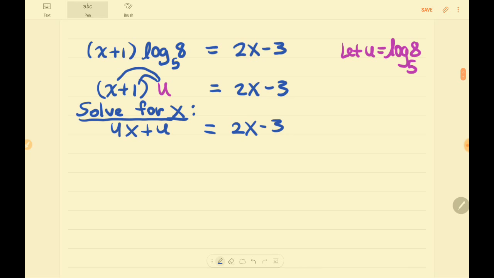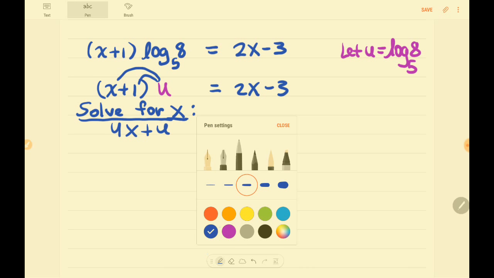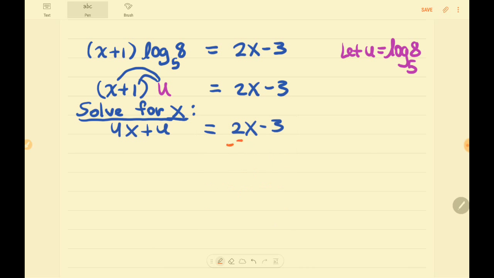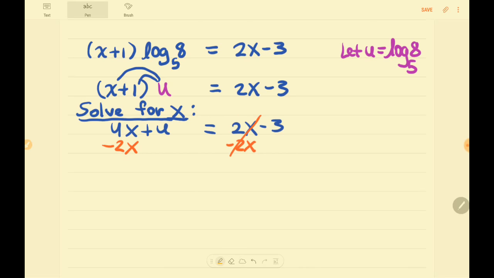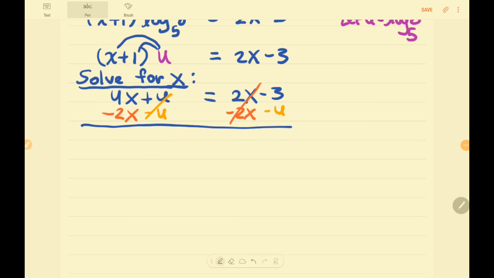So then we're going to move all the X terms to one side. So I'm going to go ahead and subtract, so that'll cancel out. I'm also going to move the non-X terms all to one side. So I'm going to subtract U from here. Okay, so now I have to simplify this. I can simplify this as U times X. Let me use my blue. U X minus 2X is equal to -3 minus U.